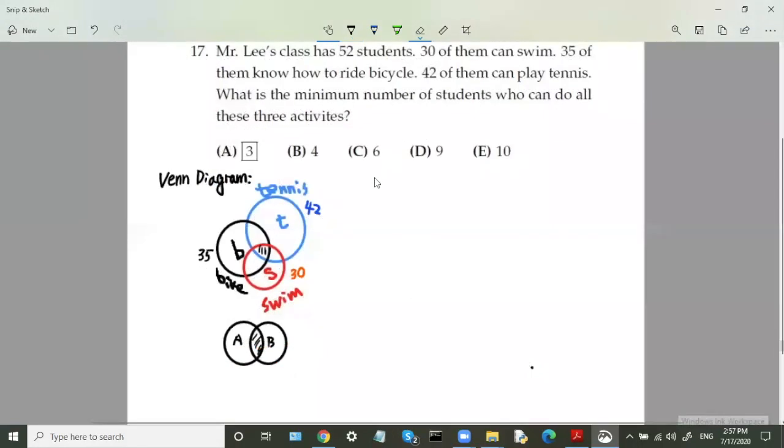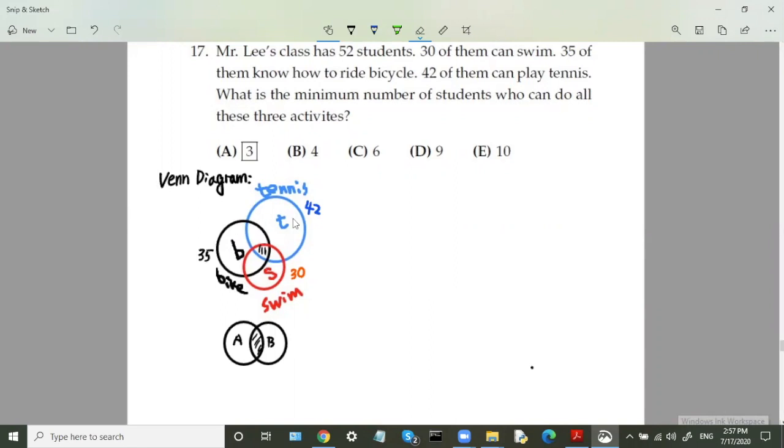Problem 17. Mr. Lee's class has 52 students. So I draw the Venn diagram here. 30 of them can swim, 35 of them know how to ride a bicycle, and 42 of them can play tennis. So what is the minimum number of students who can do all these 3 activities, which is the intersection of sets S, B, T?